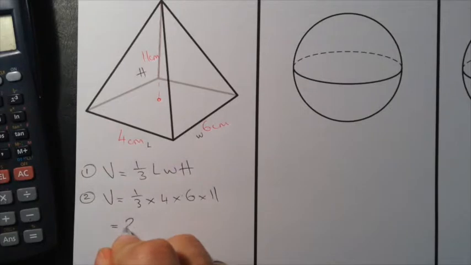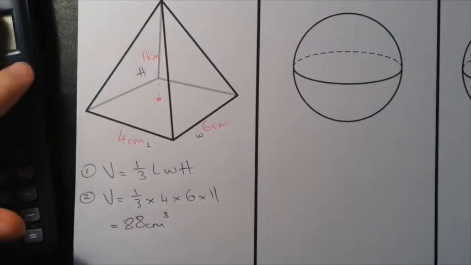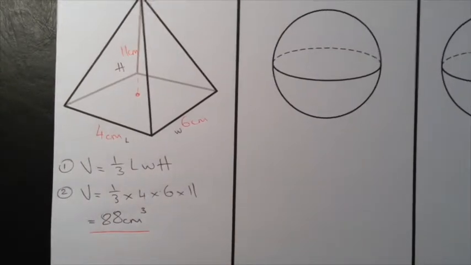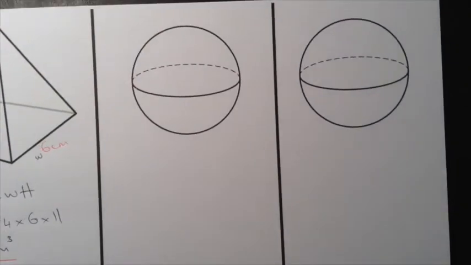So we have 88, don't forget your units, centimeters cubed. Remember, it's cubed because we are dealing with volume. Anything with volume is going to be cubed. Okay? And that's our final answer for this one. Nice and simple stuff. Let's move on to something a little bit different.